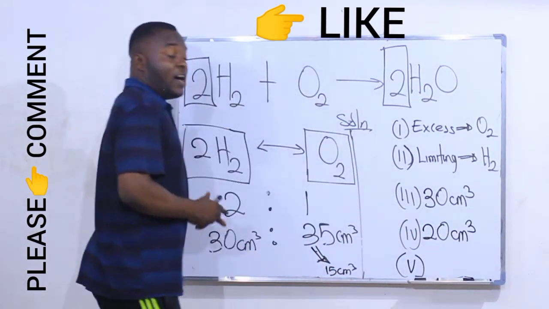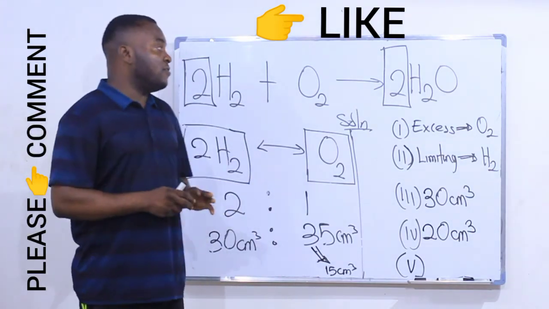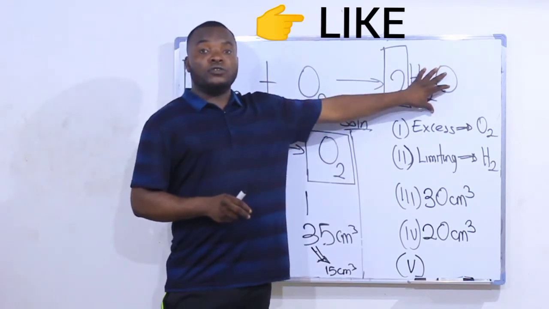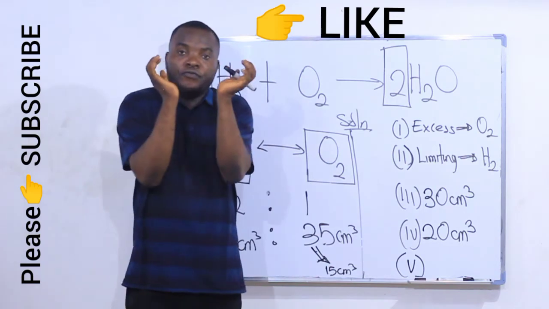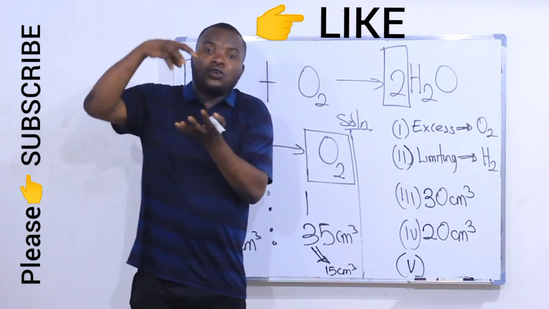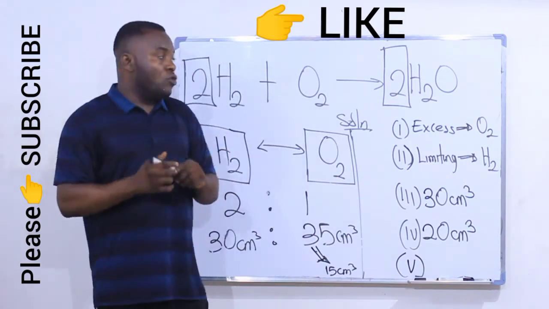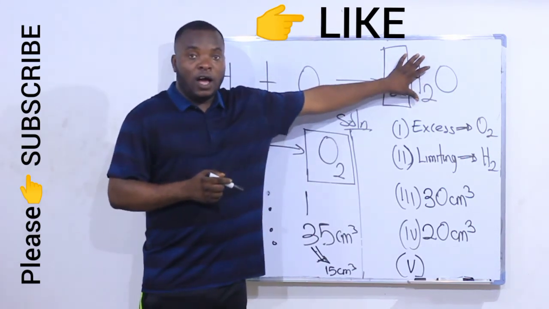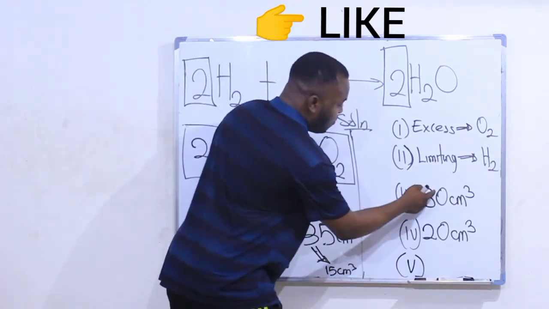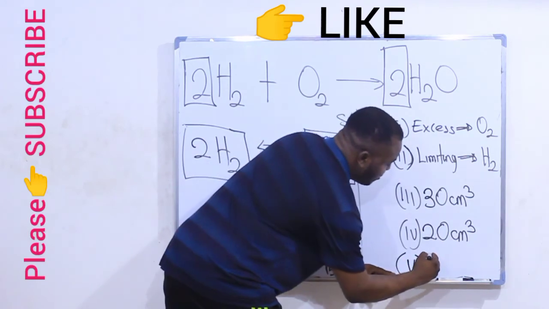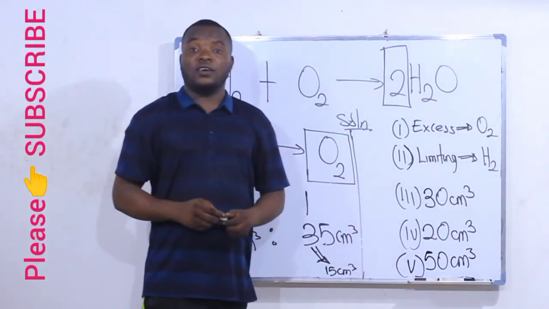And finally, we are asked to find the residual volume. Residual volume means the volume of the product formed plus the unreacted volume. Remember, both the product formed and the one that did not react, all of them are contained inside the same container. So your residual volume is the volume of the product, which is the water, plus the unreacted substance. So I will have it as 30 plus 20, and that is 50 cm³. That is the residual volume.